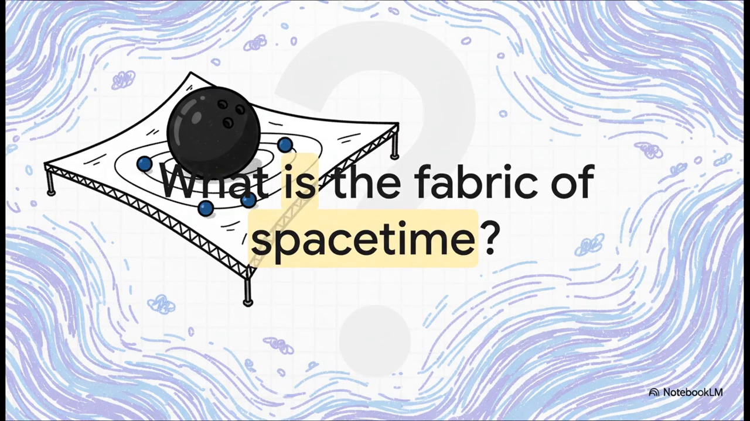Okay, so we've all heard that classic analogy, right? You put a bowling ball on a trampoline and it creates a curve. That's kind of how massive objects warp the fabric of space-time, and that curvature tells other things how to move. But what is that fabric? What is the stuff that's actually bending?